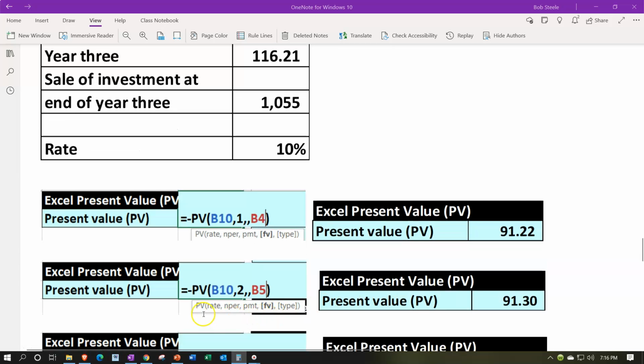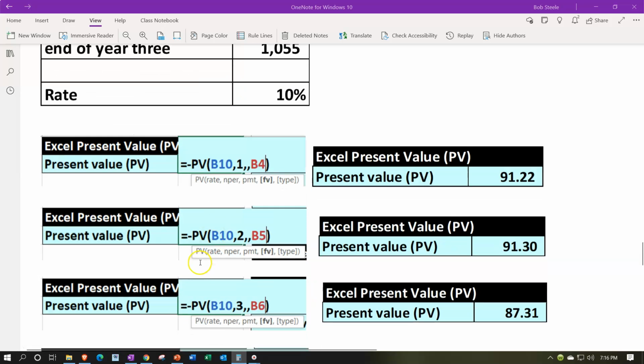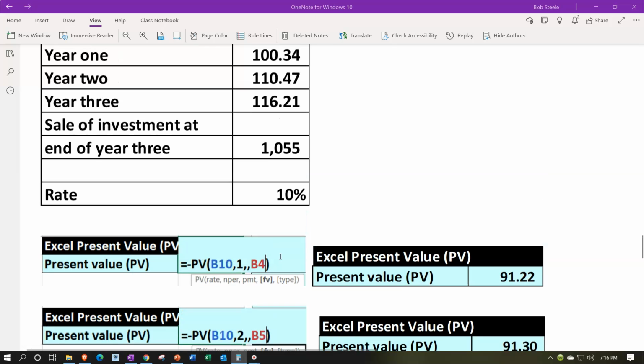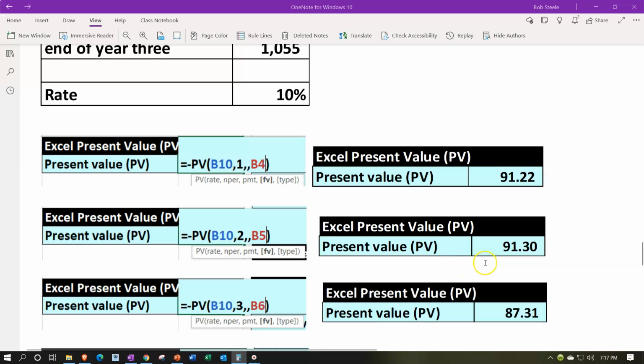Then we would do a similar kind of present value for the second item, that being for the 110.47, which is 2 years out. Present value of the rate, which once again would be 6%, comma, now we're at 2 because this would be the dividend for 2 years out. Then comma, because we don't have a payment, it not being an annuity, we take the future value, which would then be that 110.47, the year 2 dividend. That gives us then the 91.30 magically.